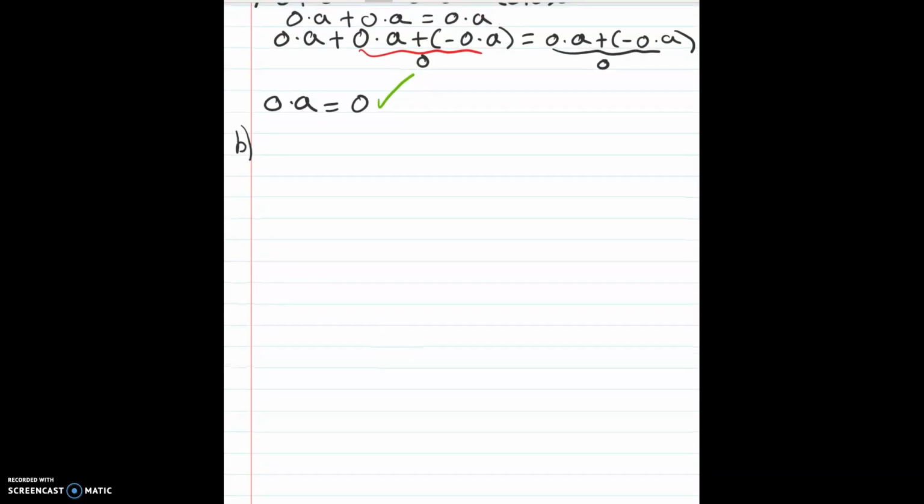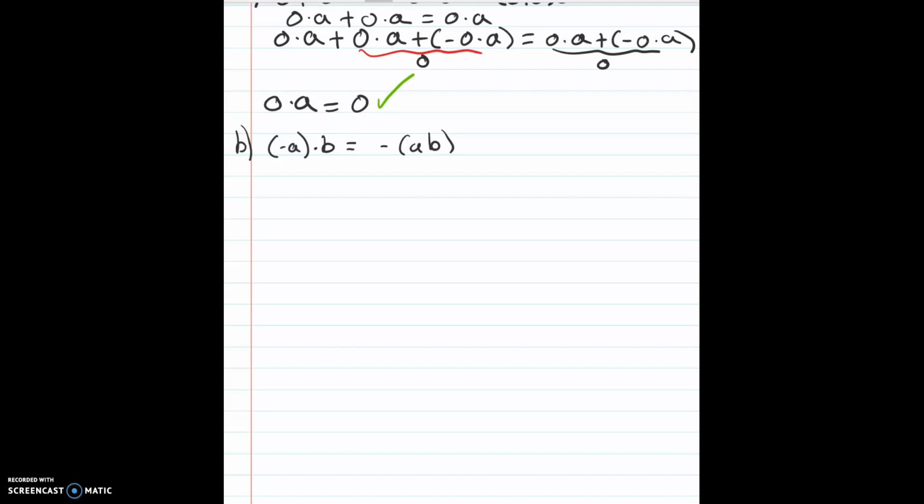Secondly, we have to prove that negative A times B, this is what we've got to show, negative A times B is equal to negative (A times B). That sounds silly when I say that. But remember, A and B could be any element. They could be arbitrary elements. They could be just some random elements. I've not said they're numbers. I've not said they could be matrices. They could be anything. So we've got to show this.